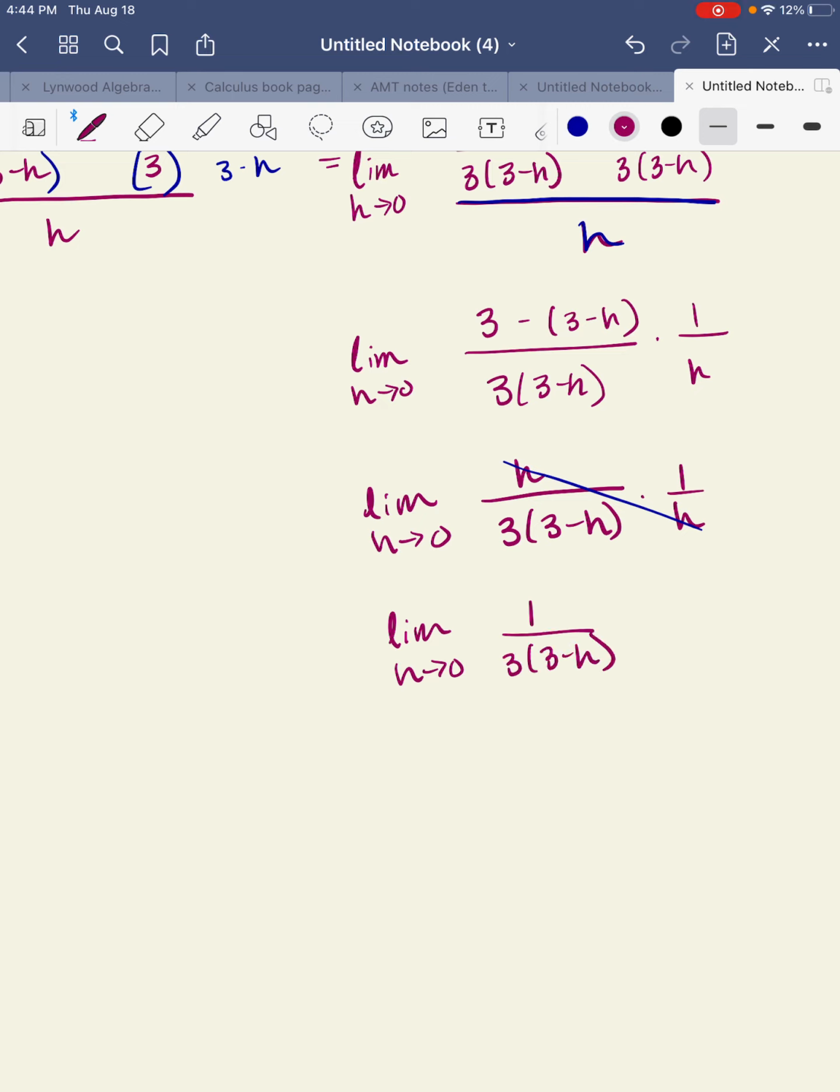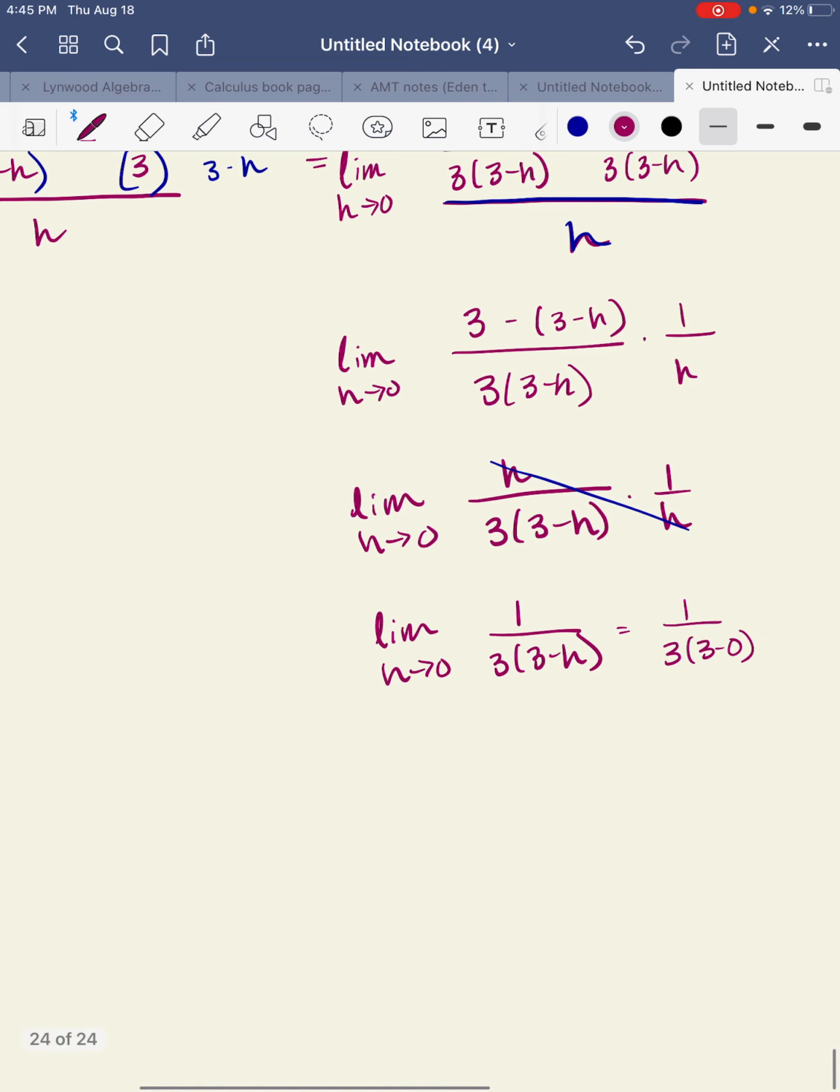When I plug in 0, what I get is 1 over 3 times 3 minus 0. So 3 times 3 is 9. So my answer is 1/9.